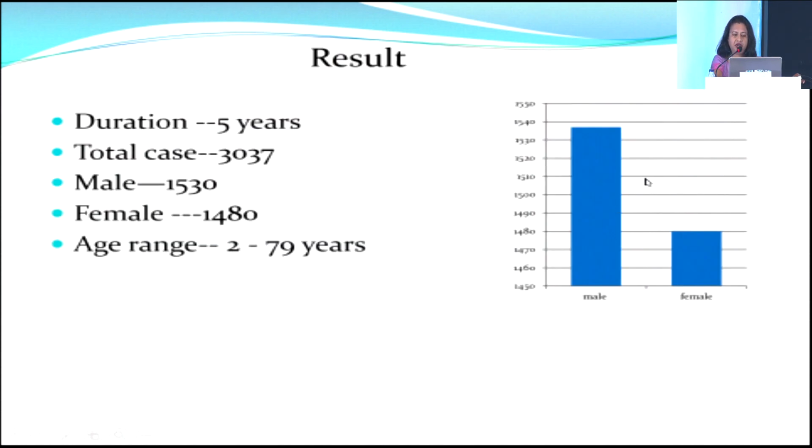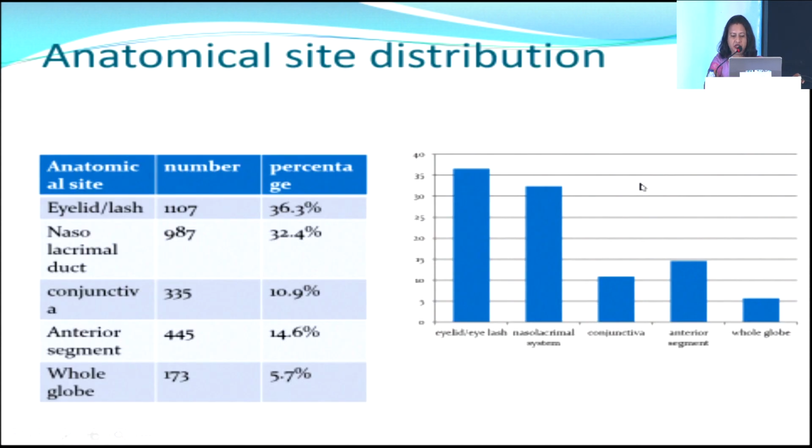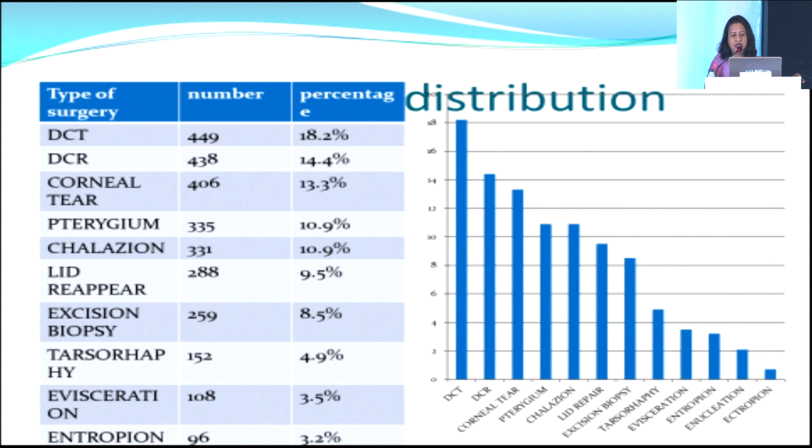Now coming to our results, the duration of the study was 5 years and the total number of cases was 3037. The male-female ratio was slightly higher for males and the age range was 2 to 79 years. Now, when I see the anatomical site, the most common site was eyelid or eyelash, then nasolacrimal system, conjunctiva, anterior segment and whole globe.